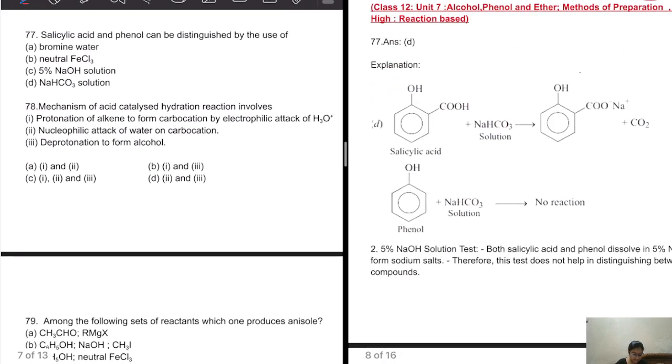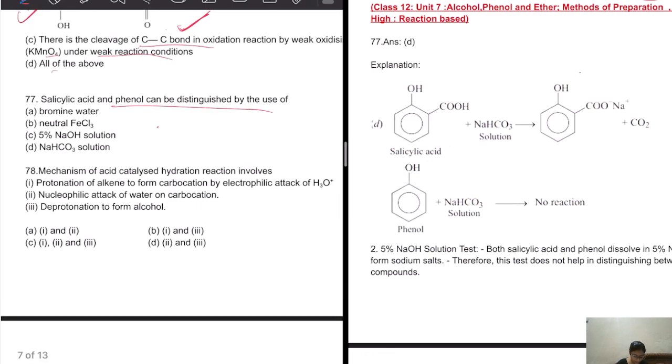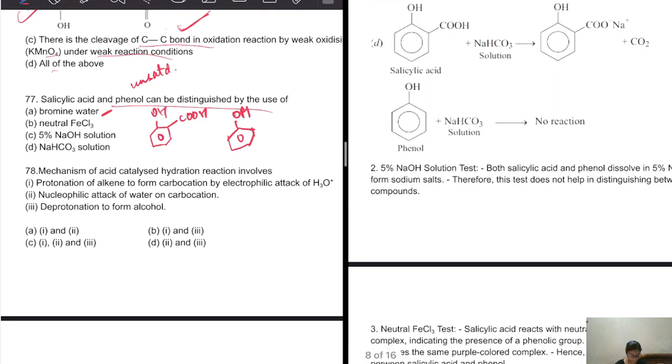Salicylic acid and phenol can be distinguished by the use of which reagent? Let's see the structure of both. Our salicylic acid is this, and phenol is this. And let's see the options. See bromine water. In case of bromine water, we can detect unsaturation. But there's unsaturation in both, so there won't be any primary difference.